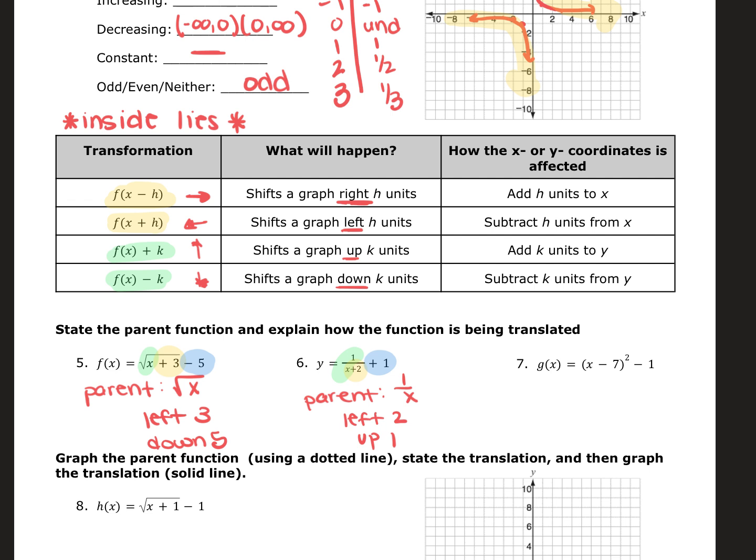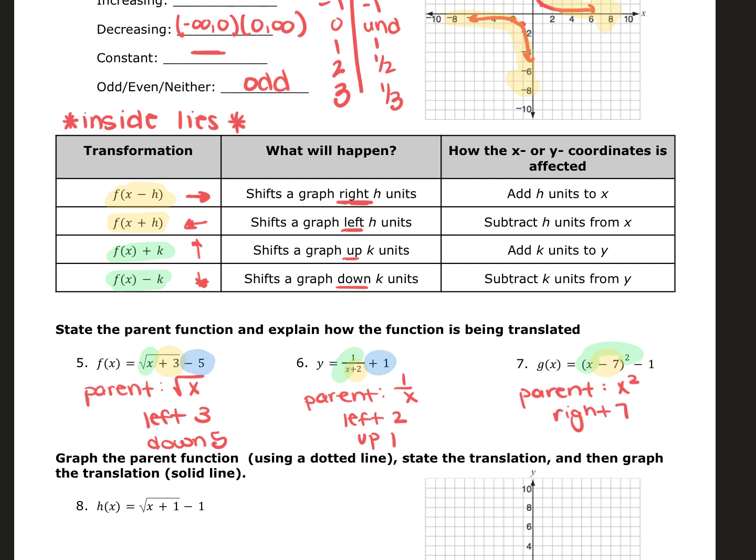Last but not least here, let's go ahead and look at this last one. We got parent function. Parent function is going to be x to the 2 power, so my x squared. Now let's look at what's being done to it. So when I look at this inside, I'm subtracting 7. That tells me right or left, but it's opposite of what I would think, so it's going to be right 7.